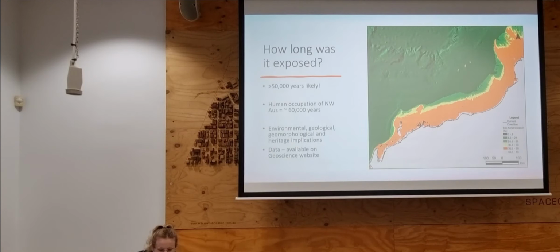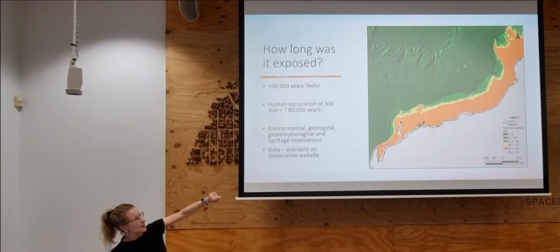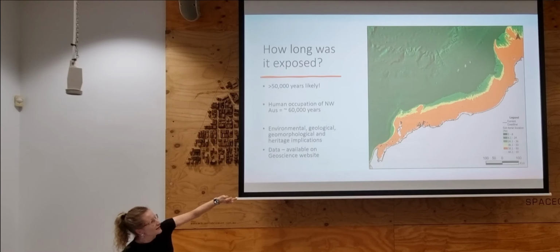Once we know if it was exposed, we do want to know how long it was exposed. There's obviously a higher chance of a site containing heritage features if it's been exposed for longer, especially during human occupation. So the orange area up on the map here is an area of land that is now underwater. The black line's the coastline.